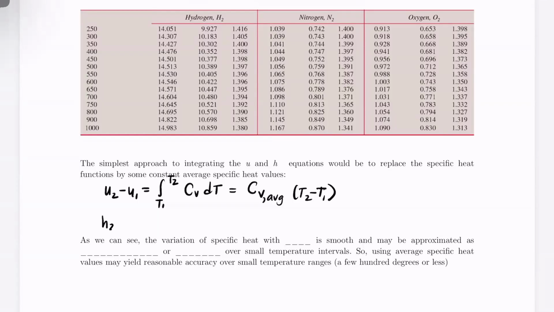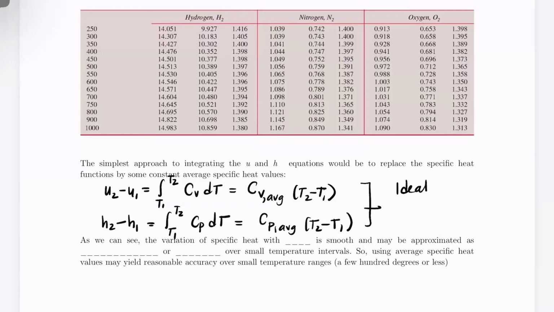All right, and then similarly, we can do H2 minus H1 is equal to the integral from T1 to T2 of CP dT. And then this is CP average times T2 minus T1. All right, so this is assuming that we have a constant specific heat. So ideal gas with constant specific heat, where we take the average between the CP or CV at T2 and T1.